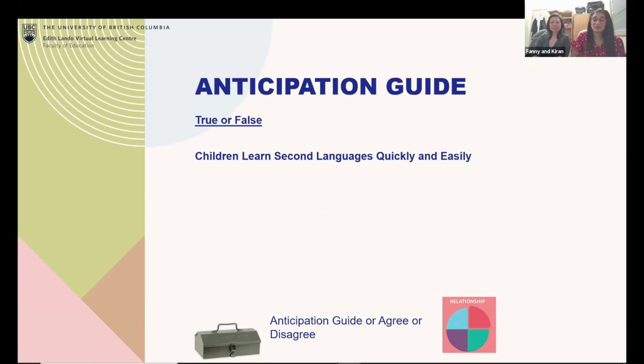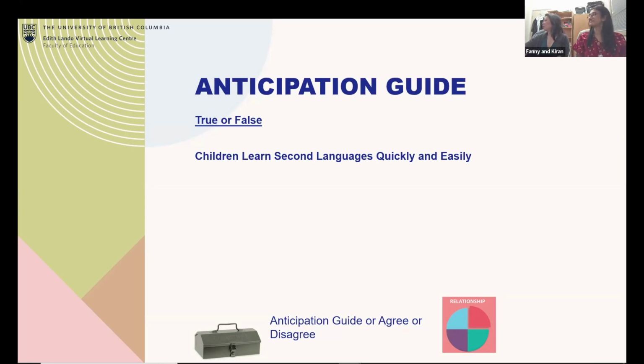A next strategy that we're going to do is an anticipation guide, or an agree or disagree. It comes in different names. And we're going to ask you to again type into the chat your answers or your guesses for what you think about these common second language acquisition myths or maybe truths. So the first one is true or false. Do you feel like children learn second languages quickly or easily? And we would love if you could just type into the chat true or false for this one.